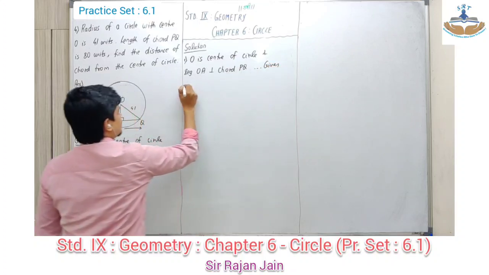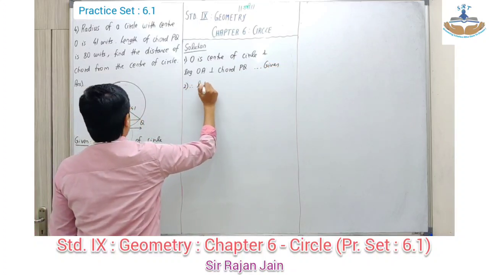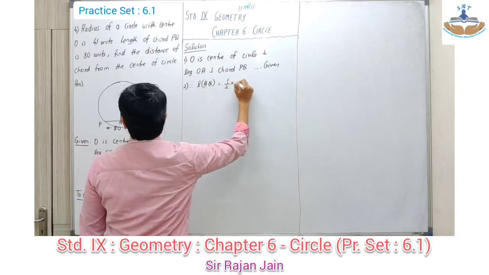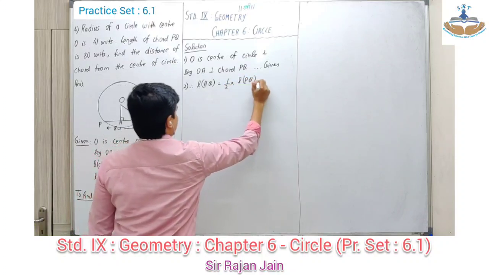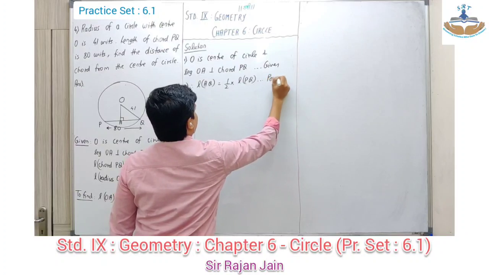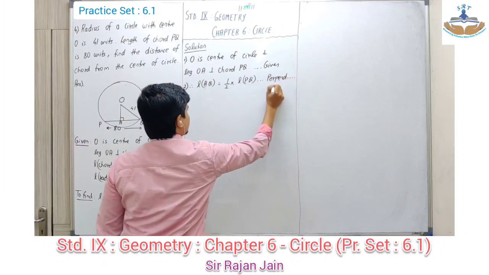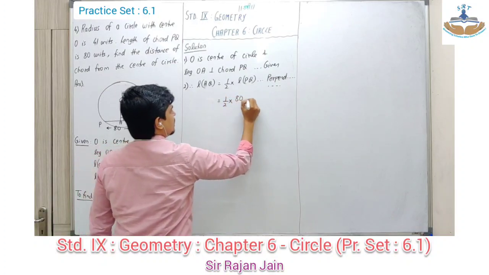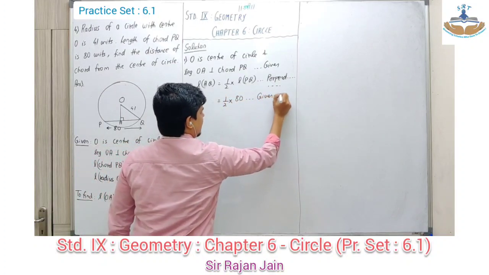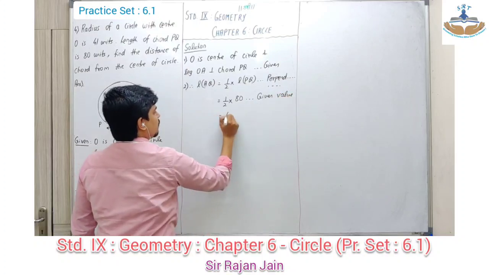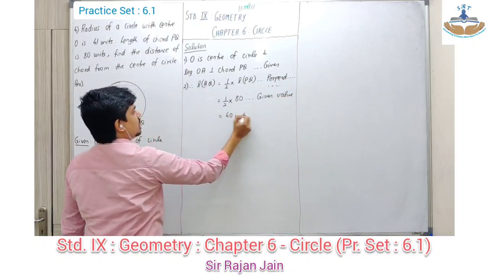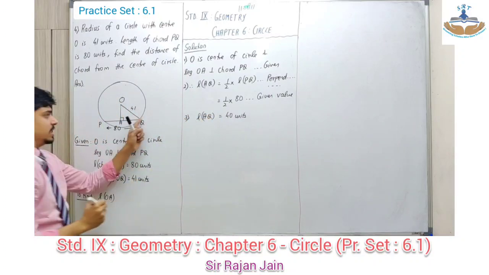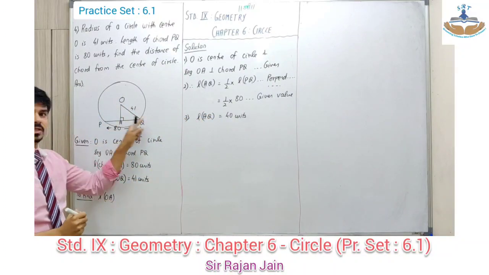Reason, this is what is given in the question. Therefore, length AQ, you will say it is half into length of PQ. Reason, you will say perpendicular drawn from center of the circle to the chord bisects the chord. Now half of PQ, reason I'll write given value, half of 80 will be 40 units. This is length of AQ. AQ we got. Now I'll apply Pythagoras over here.